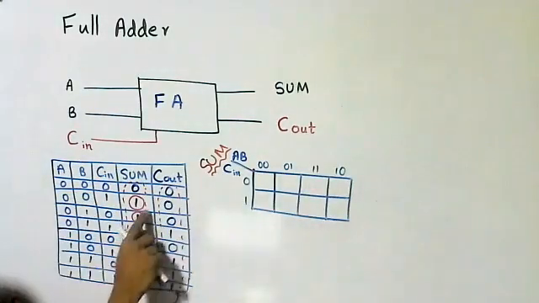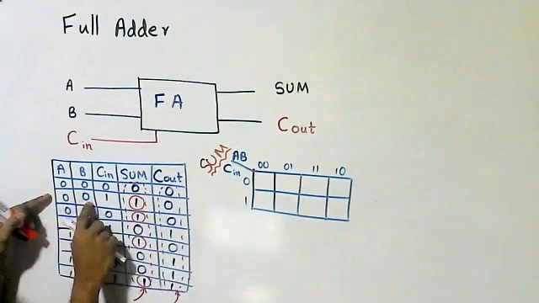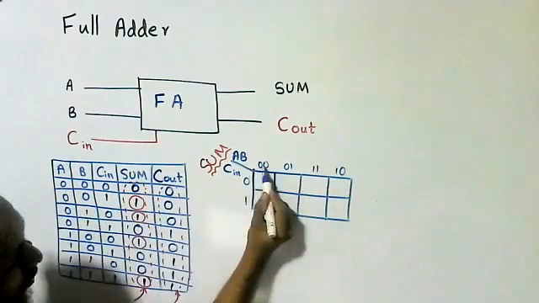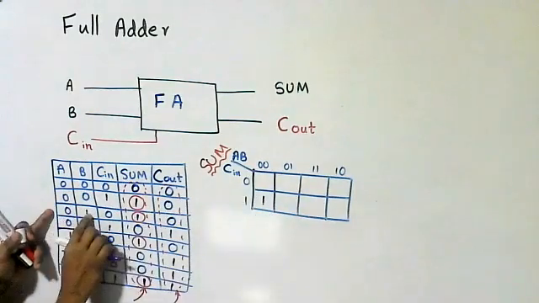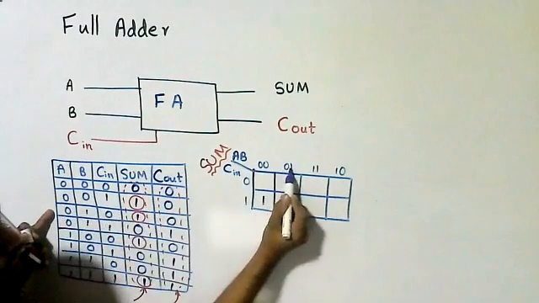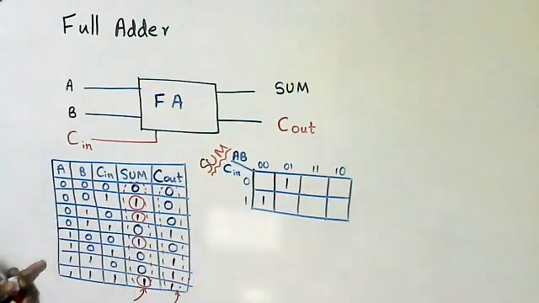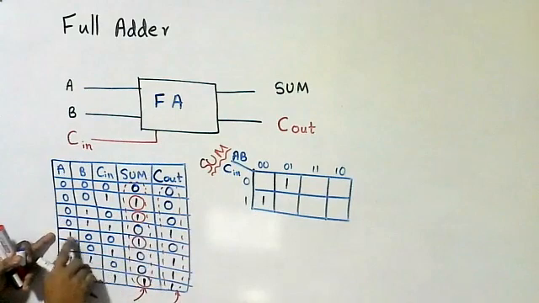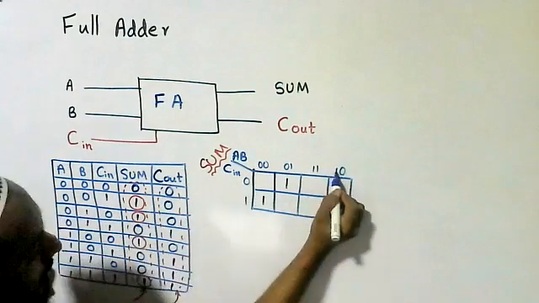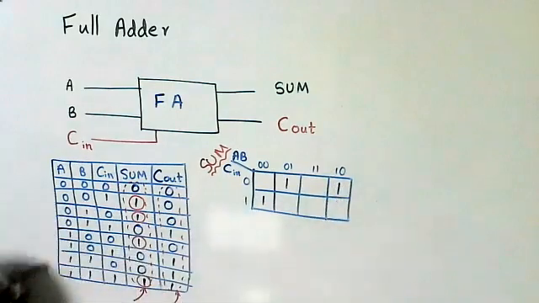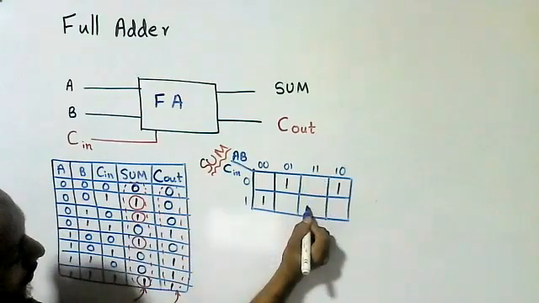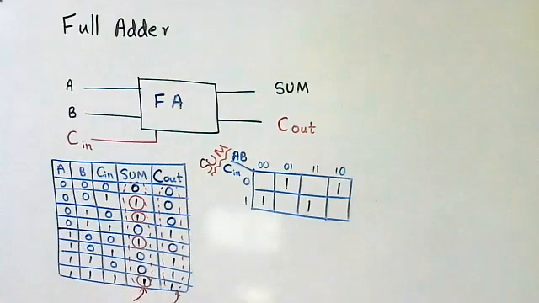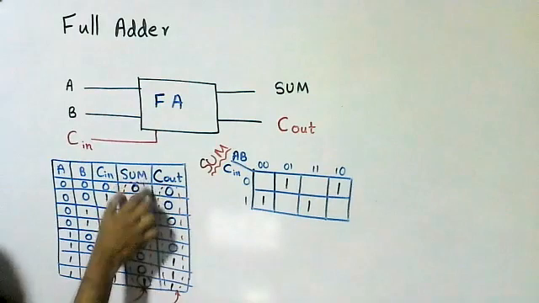Right. Here the inputs are 0, 0, 1, so 1 comes here. Here 0, 1, 0, then 1 comes here. Then the next one, 1, 0, 0, 1 comes here. And finally 1, 1, 1, yes, 1 comes here. That is the Karnaugh map for this sum.